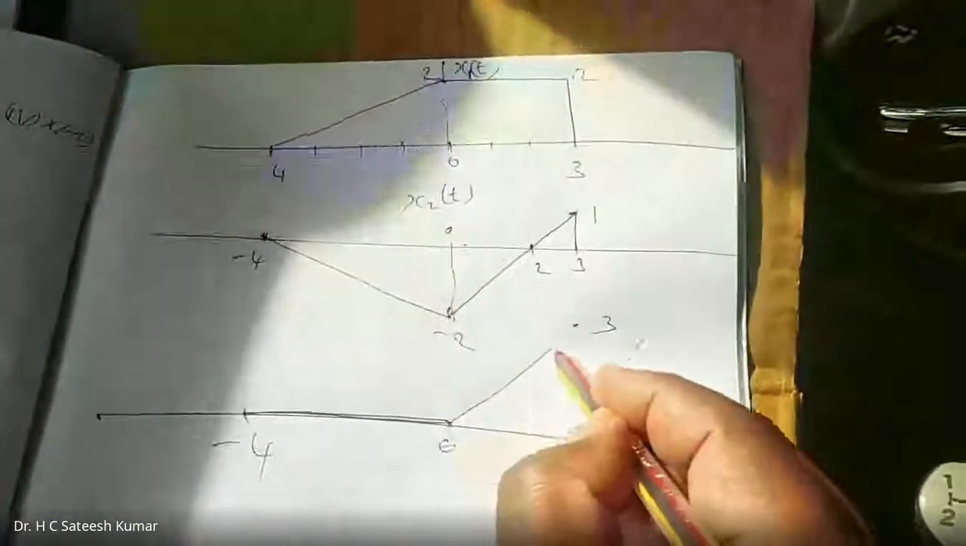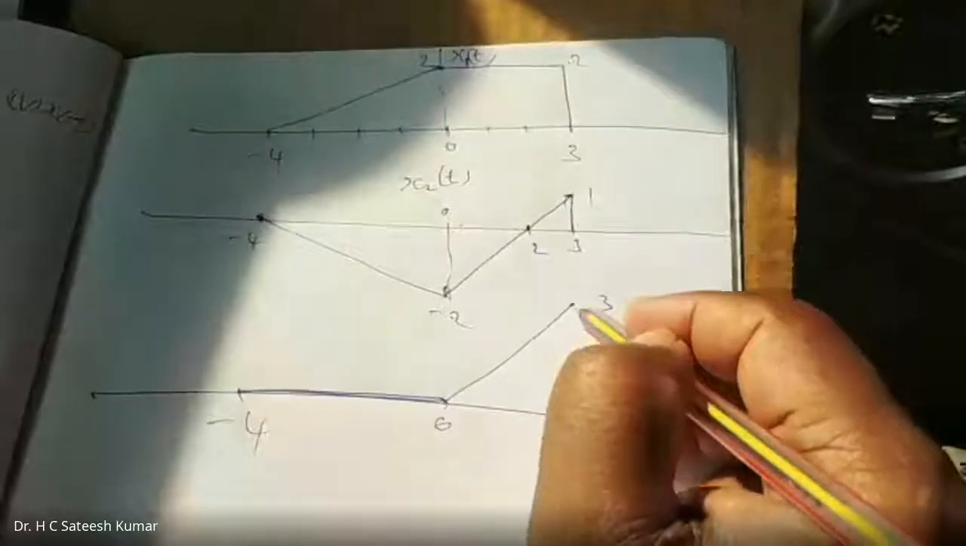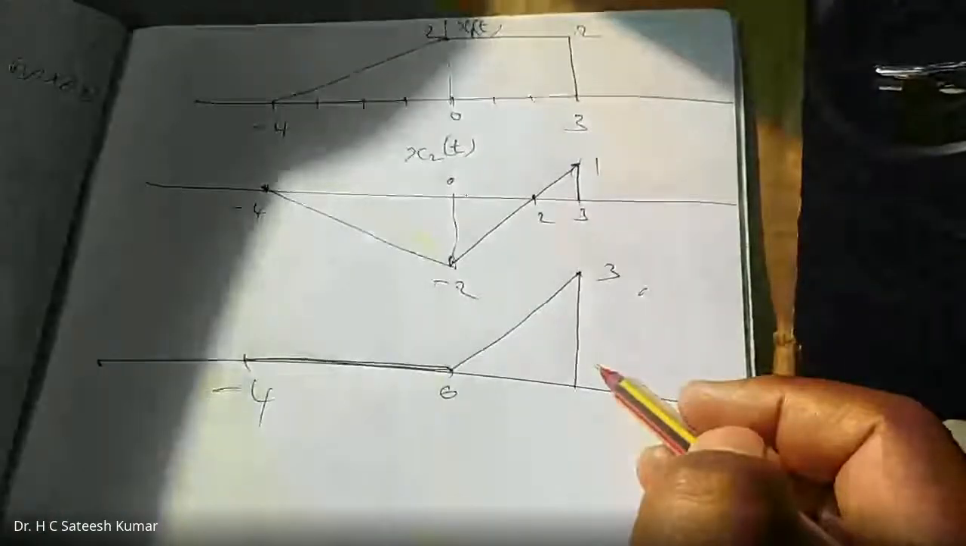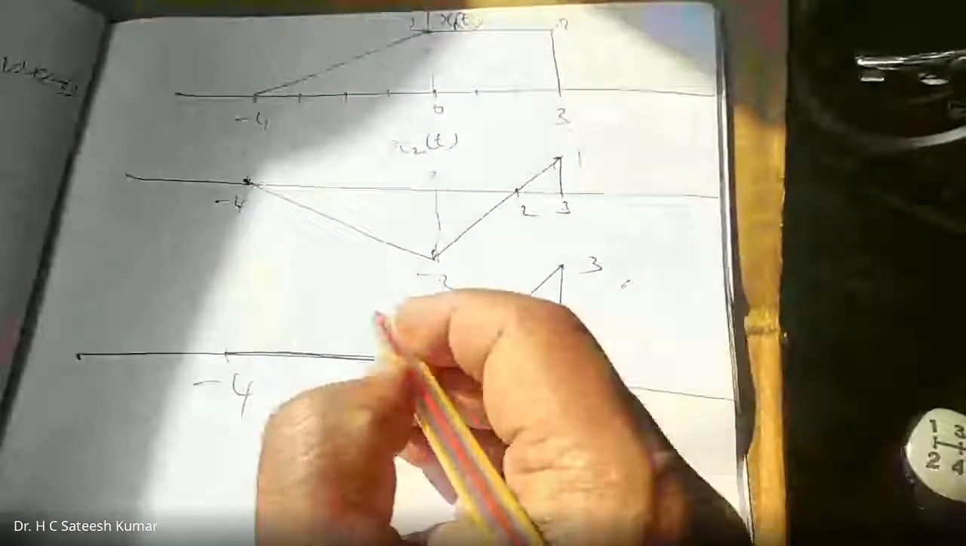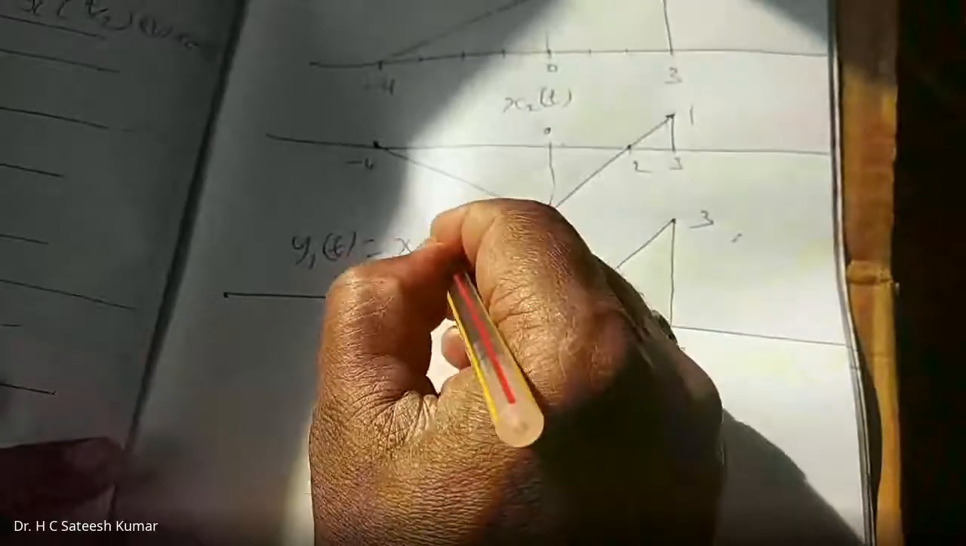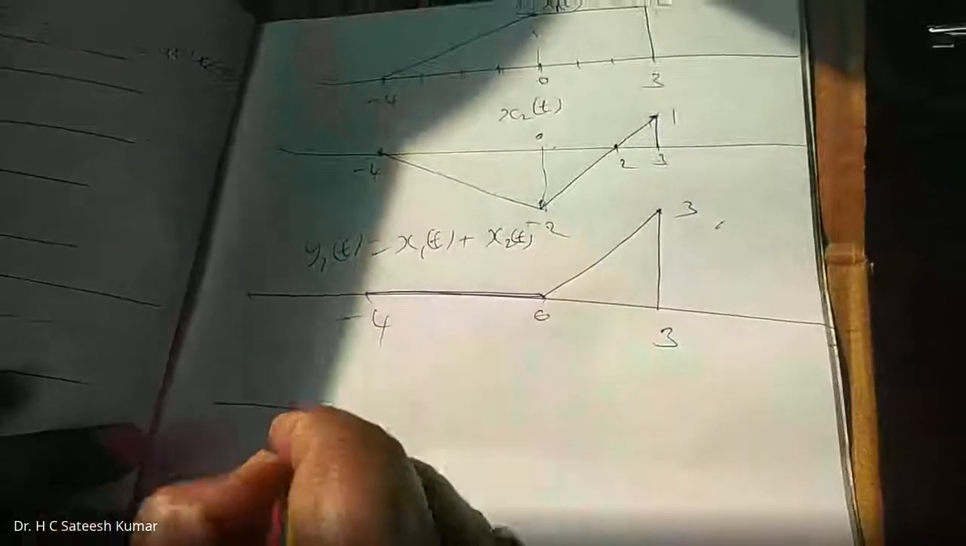You join it. Fall by 2, fall by 1. Total fall is fall by 3. That's it. That will fetch you 2 marks or 3 marks. Okay, right? So this is your y1 of t. This is nothing but x1 of t plus x2 of t.